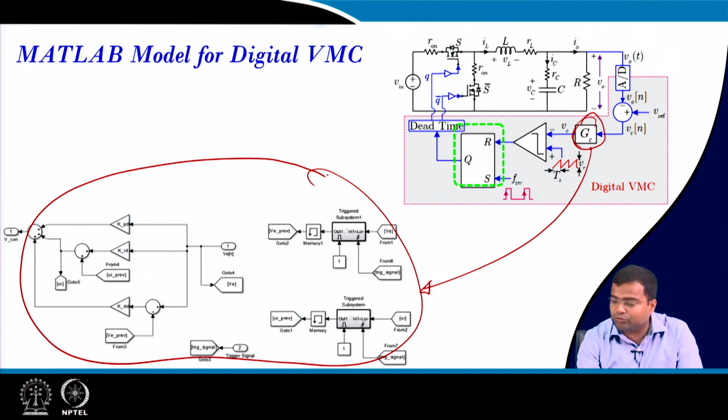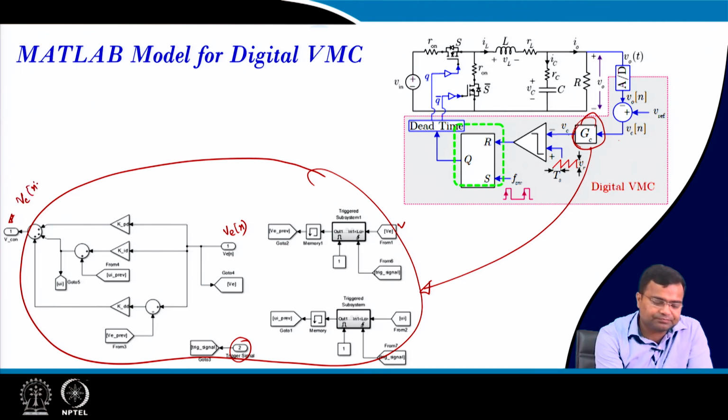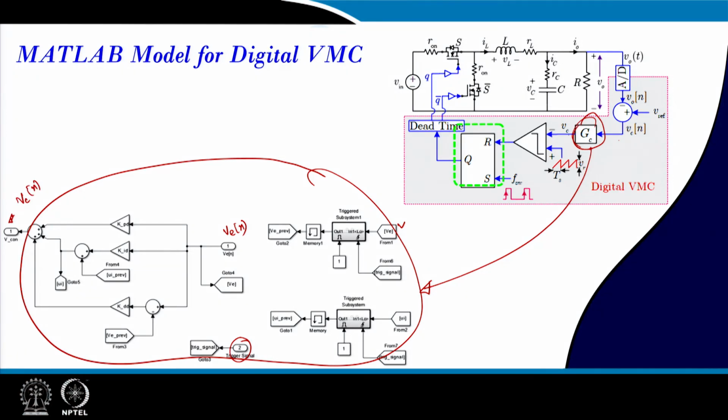The input to this block is the error voltage, and it is coming from VN. There is one more input, which is a clock, that means your trigger signal. So, we need to sample with respect to a clock, and the output of this block is a control voltage, which is here. So, this is our control voltage.